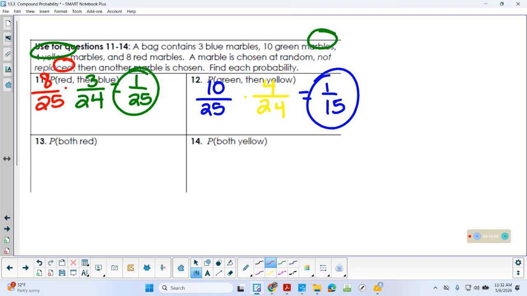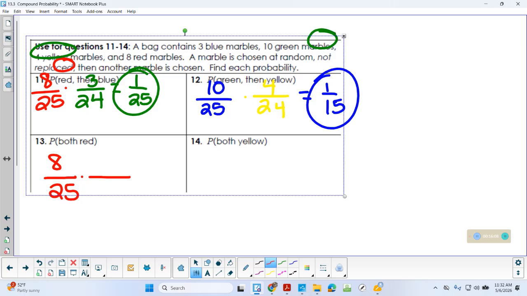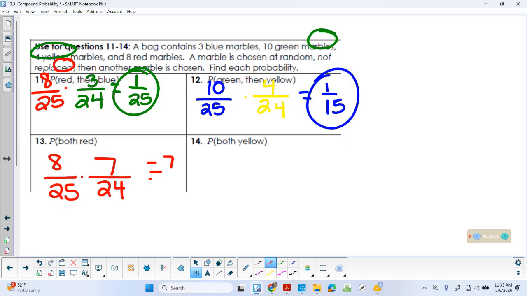Okay, both red. All right, so we already did the probability of red, but I didn't replace it. So how many total are there to pick from? And remember, I pulled out red, I didn't replace it. How many on the second draw are left to pick from for red? 7. Multiply it, reduce it, you end up with 7 over 75. Over 75, got it.